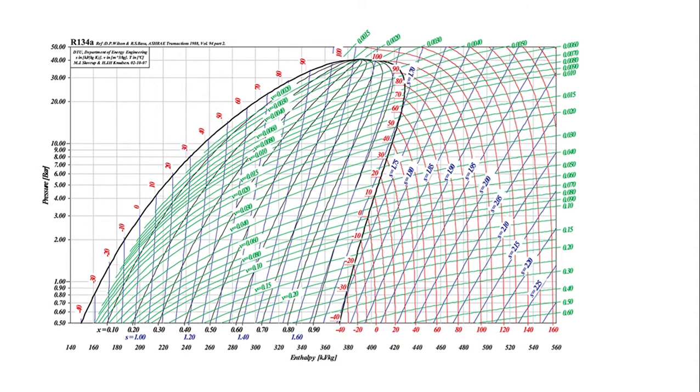Okay, so now let us go to the next part, that is solving the problem. So how to solve the problem by using this chart? See, the first case is given: ideal reverse Carnot cycle, and we have to find the COP of that cycle.